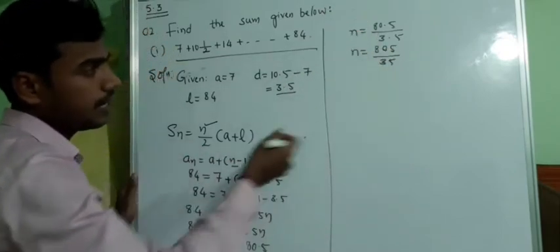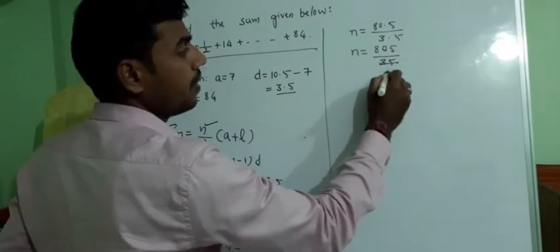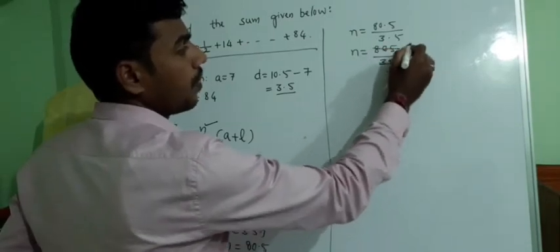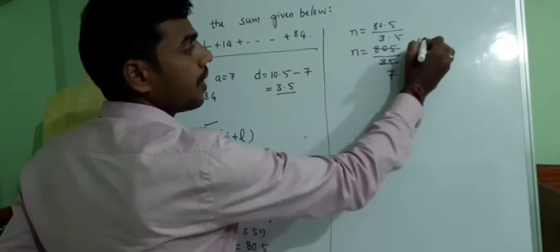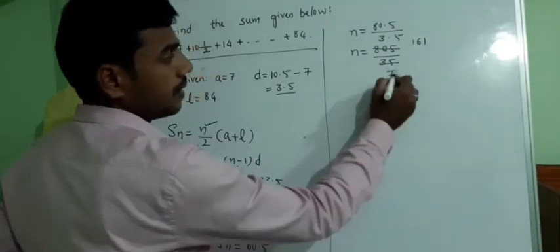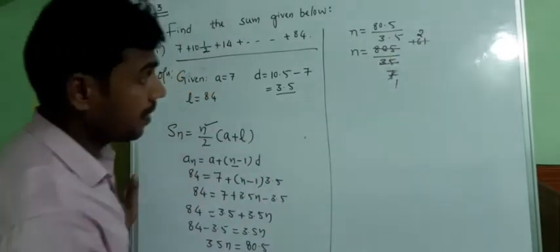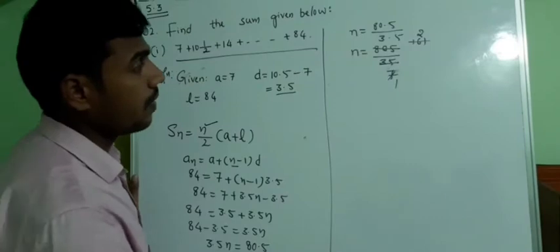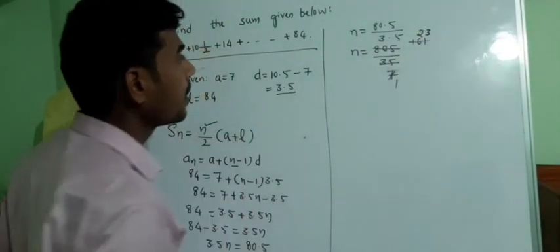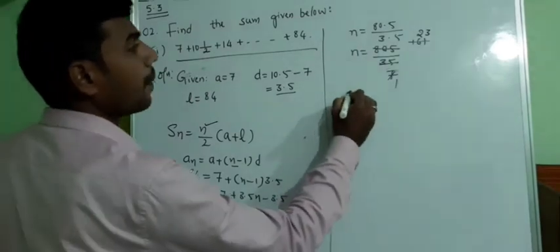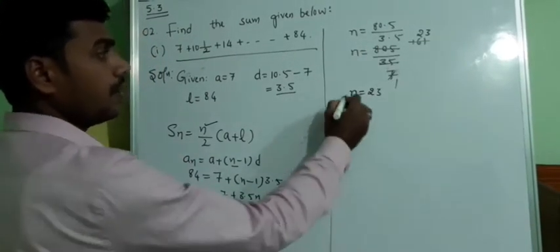Since the numbers are ending with 5, I'll continue with 5. 5 7s are 35. 5 1s are 5, 3 left. 5 6s are 30, 5 1s are 5. Next, 7 1s are 7. 7 2s are 14. What is left? 2 left. 7 3s are 21. Total number of terms will be 23 terms.